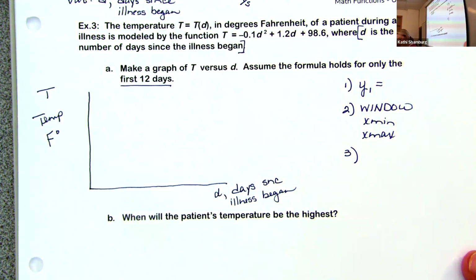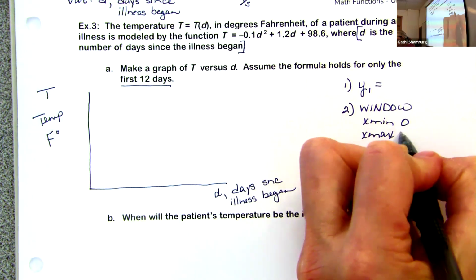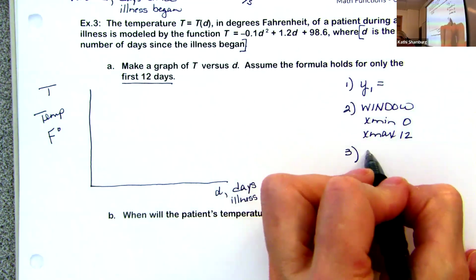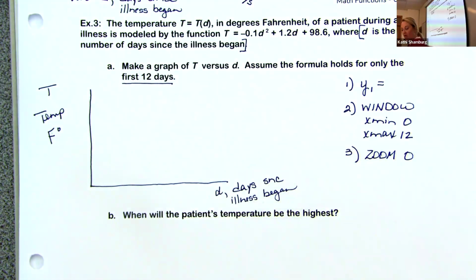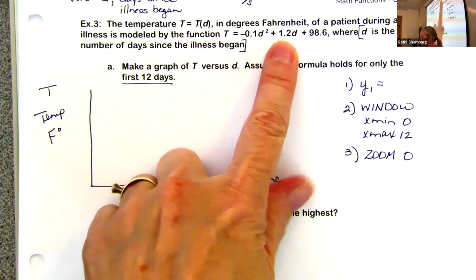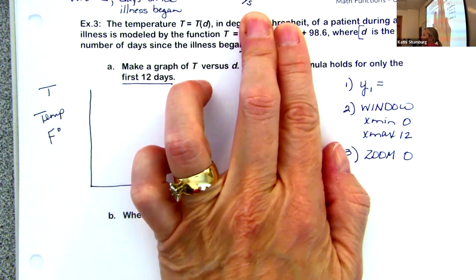First 12 days. So that would be day 0 to day 12. And then we'll do Zoom 0. Okay, so before I enter this in my calculator, look at the equation. We're talking about temperature, right? Did you guys notice anything in the equation? Temperature of the body. 98.6 is when we have no fever, right? So if I put in 0 days, this would all go away, and so my normal temperature is 98.6.